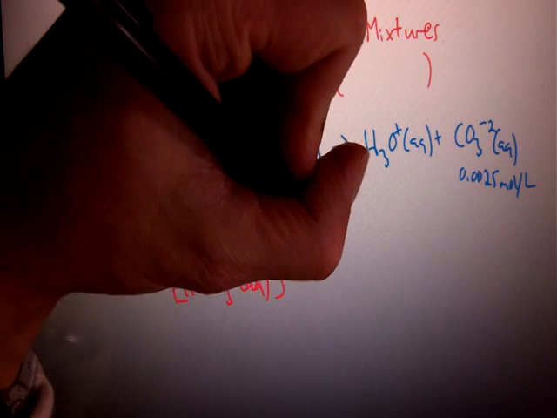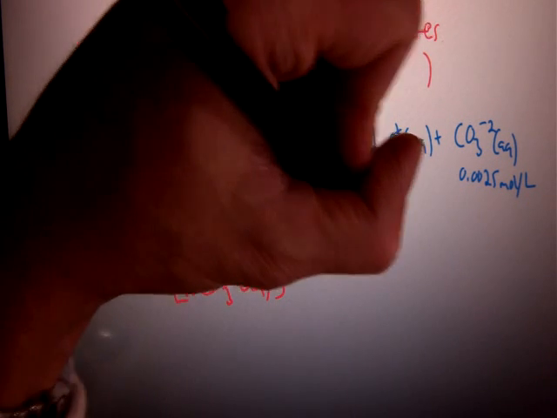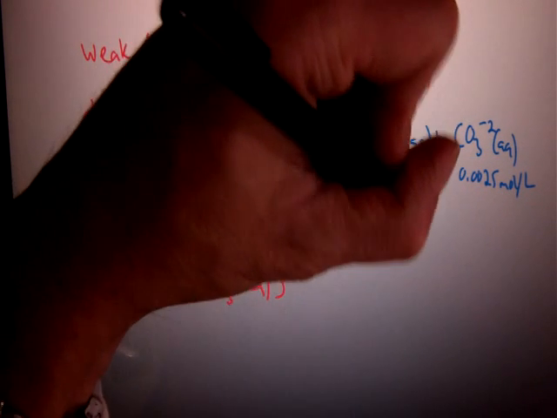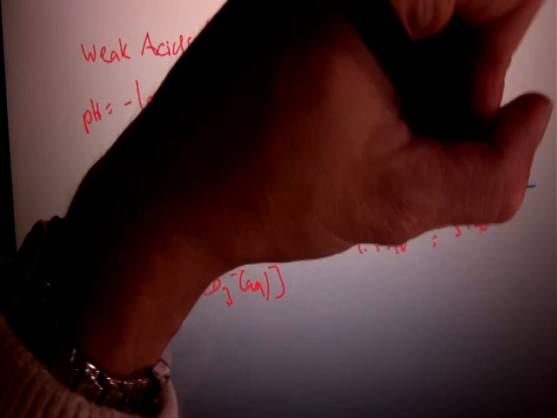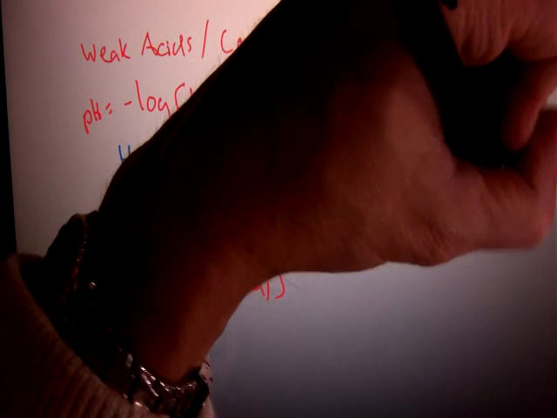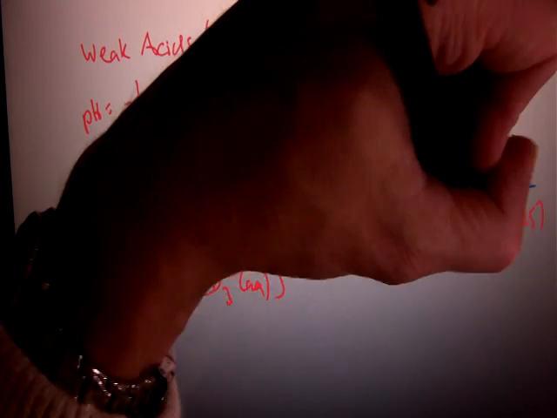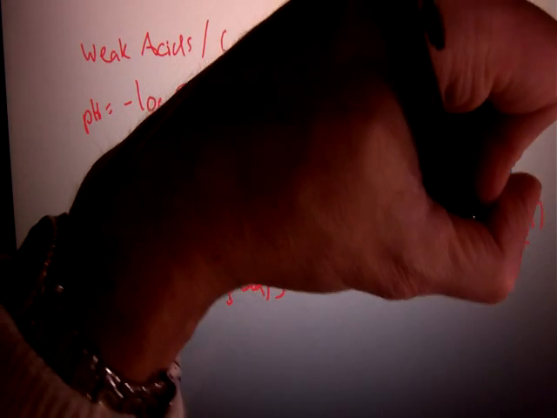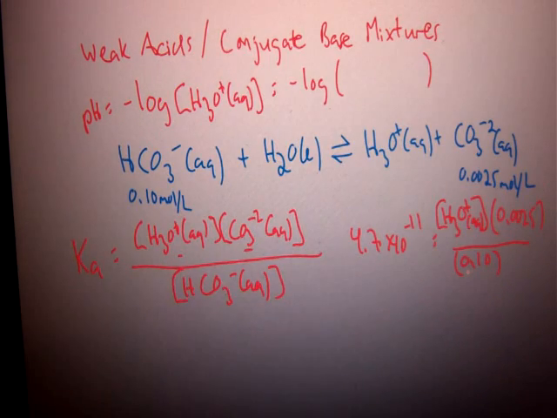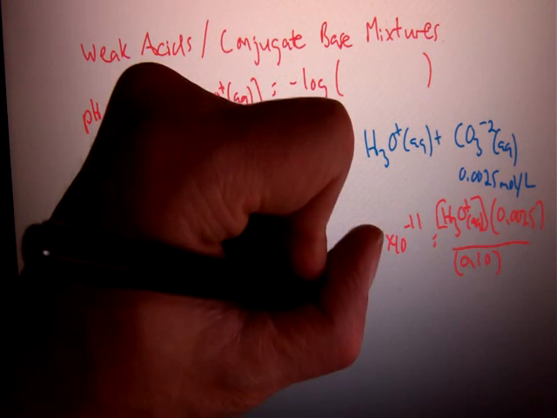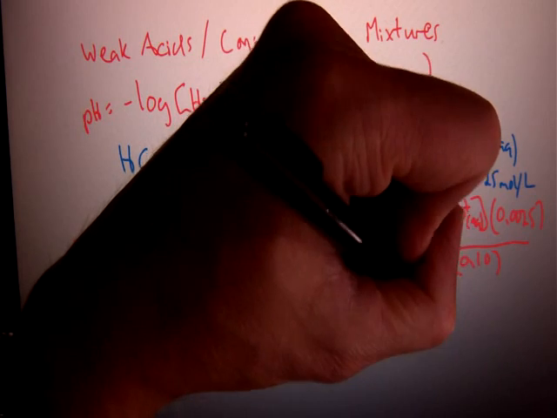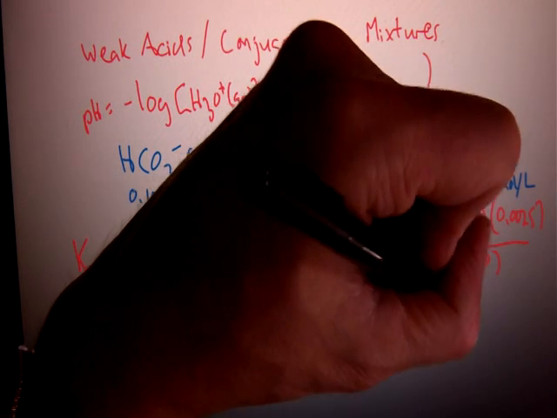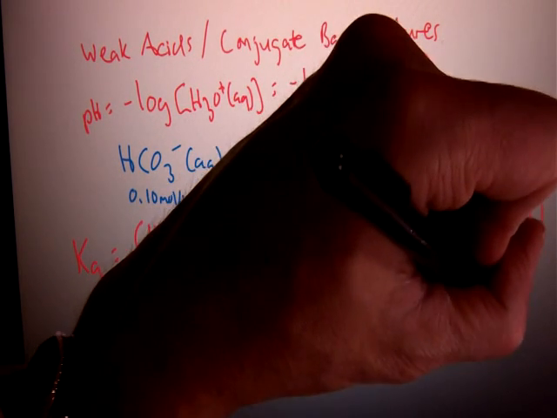So in this case, we know the Ka from our data table is 4.7 times 10 to the negative 11. H3O would be our unknown. Carbonate was given as 0.0025, and bicarbonate was given as 0.10. So when I rearrange all that and isolate H3O plus, I end up with a value of 1.9 times 10 to the negative 9 moles per liter.